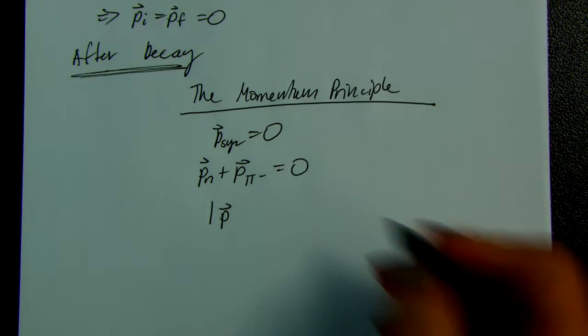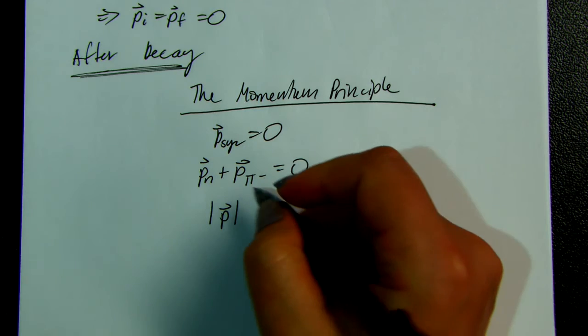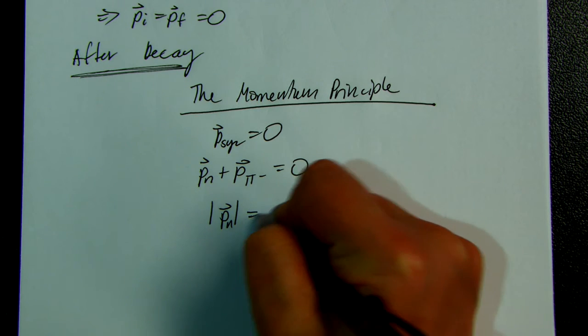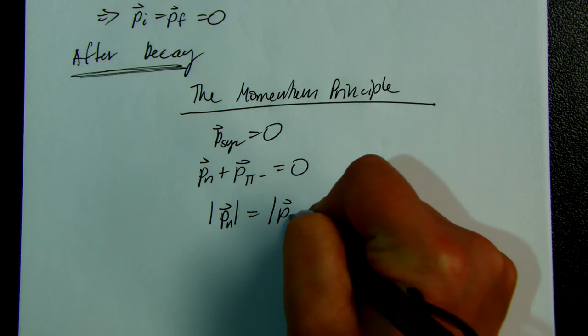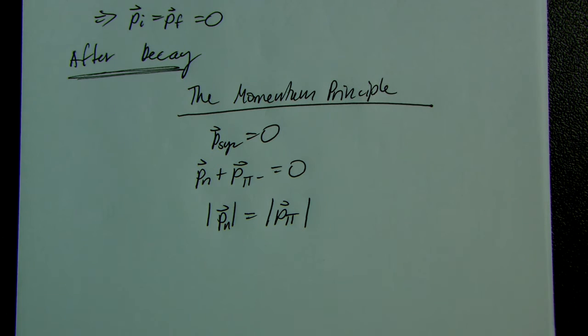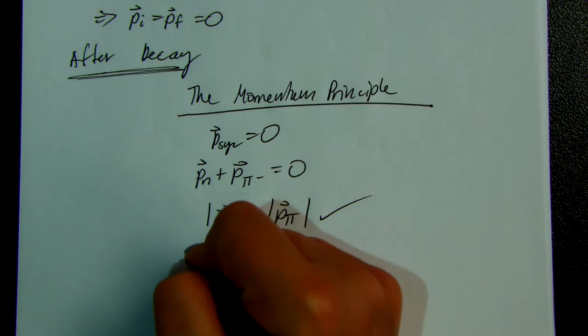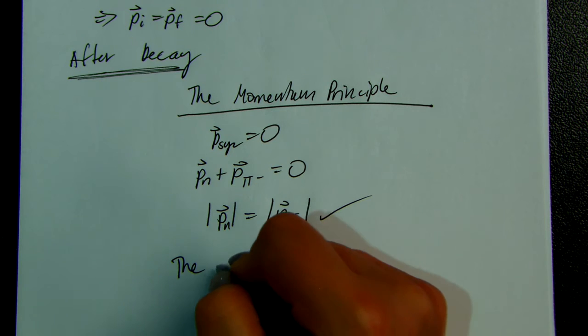From here we can see the magnitude of the momentum of the neutron must be equal to the magnitude of the momentum of the pion. So that's a solution to that. All right, we can't go any further with the momentum principle, so cool. Now we can move on to the energy principle.